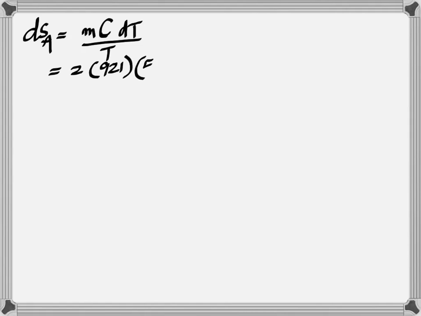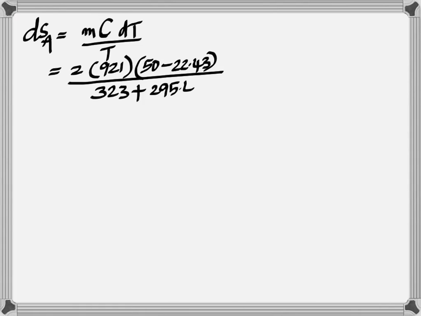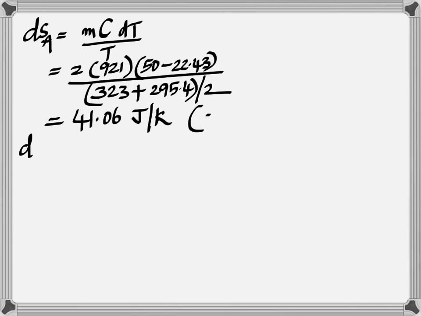On the other page, change in entropy of aluminum. It's mass times specific heat times difference in temperature. Remember that the difference in temperature in the numerator could be in Celsius, but in the denominator it has to be in Kelvin because it's not a difference. And again, in the denominator we're taking the mean temperature or the average temperature.